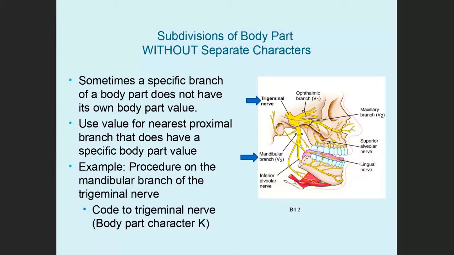Sometimes the procedure is performed on a branch of a body part, but that branch does not have its own value. The guidelines state you should use the nearest branch that does have a value. So in this case, you have a mandibular branch, which is a branch of the trigeminal nerve. There's no specific body part value for the mandibular branch, so you use the one for the trigeminal nerve, which in this case is body part value K.